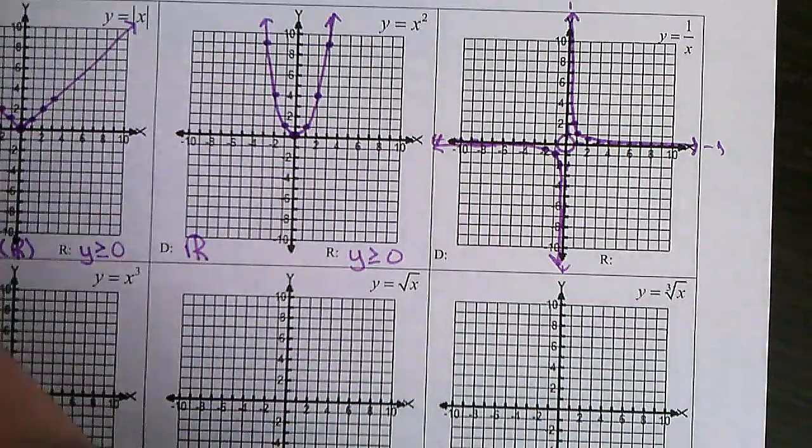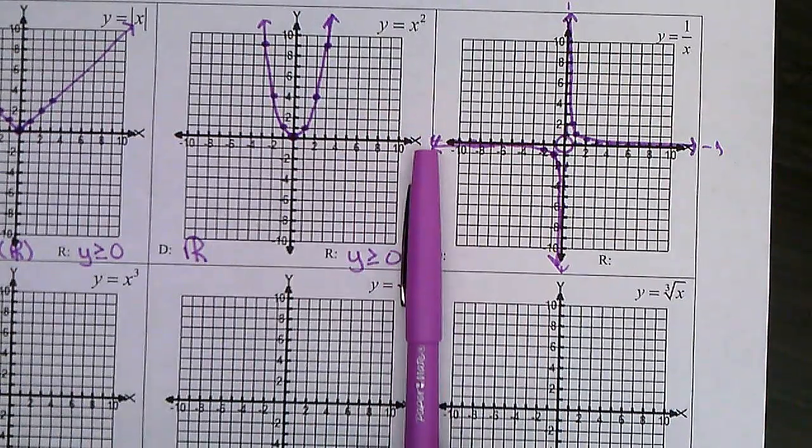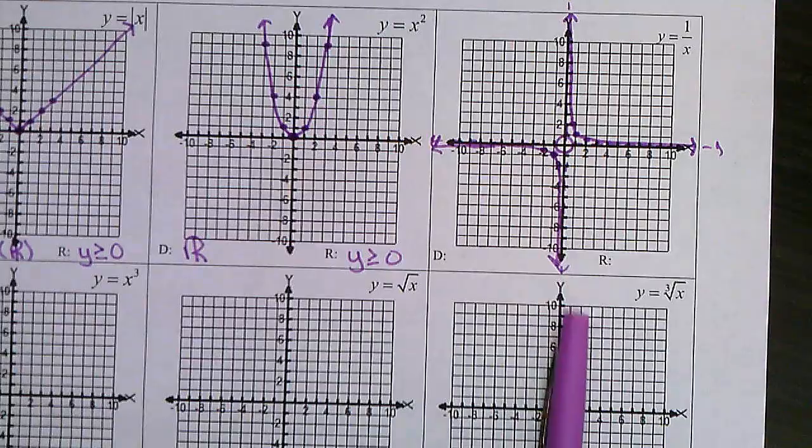And then for domain and range of these guys, if I go from the left, I start with an arrow. I go to this and it's zooming down.